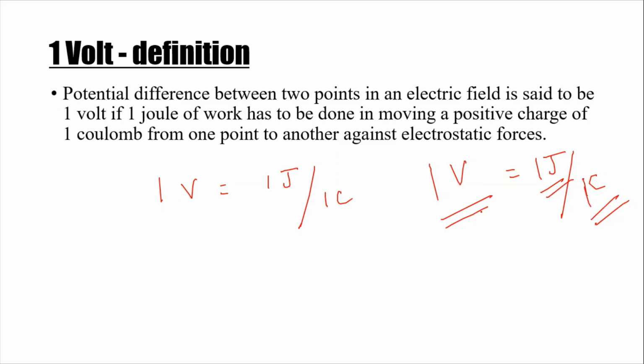So 1 volt, again I repeat, potential difference between 2 points in an electric field is said to be 1 volt when you do a work of 1 joule to move a charge of 1 coulomb from one point to another against the electrostatic forces.